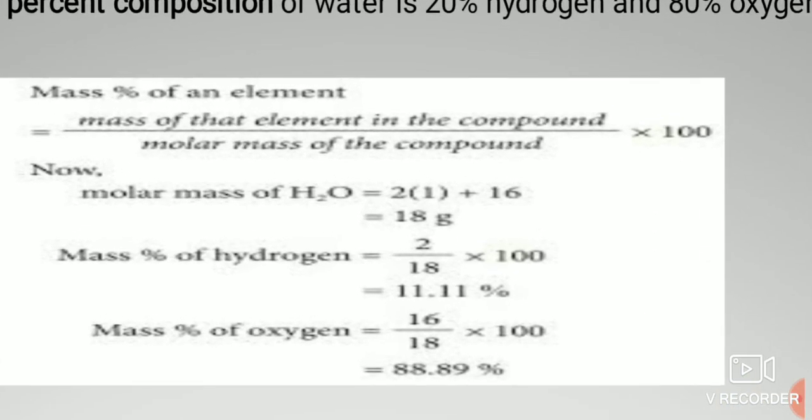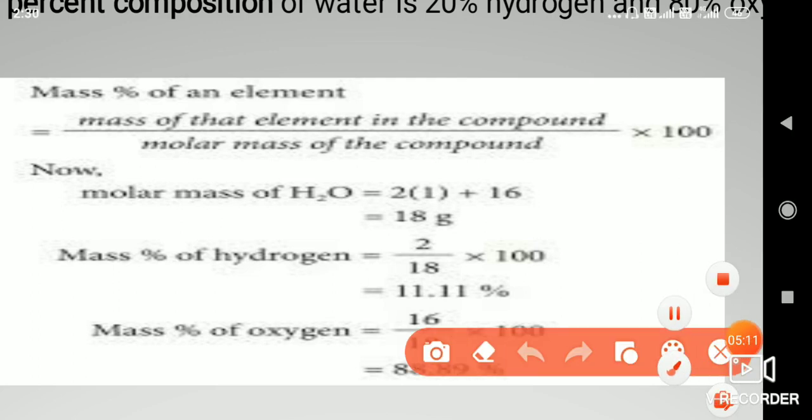To calculate the mass percent of any element, we take the mass of that element in the compound, like in H2O, whether hydrogen or oxygen, whatever we have to find out, upon the molar mass of the compound. The molar mass of the compound means the whole compound. Here we have taken water, which is the whole compound, H2O, and the element can be hydrogen or oxygen. As you know from maths, to find a percentage you multiply by 100.